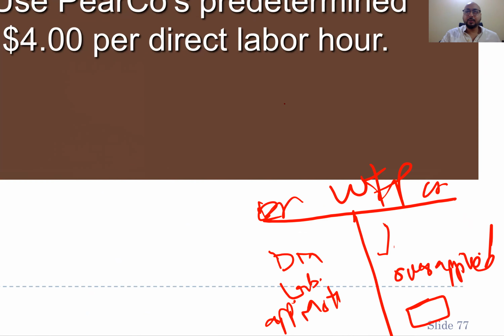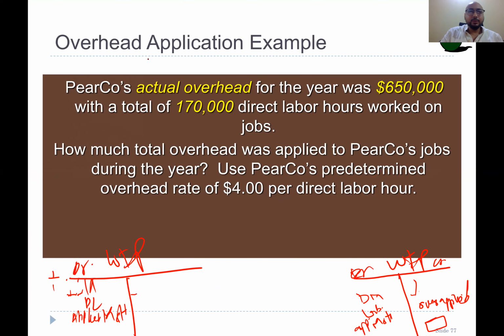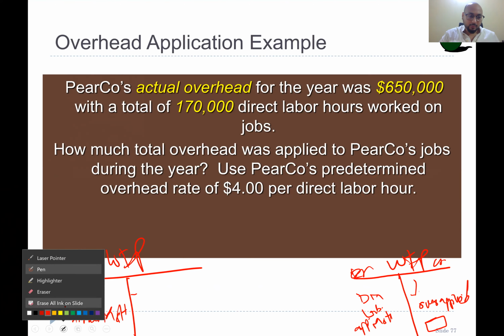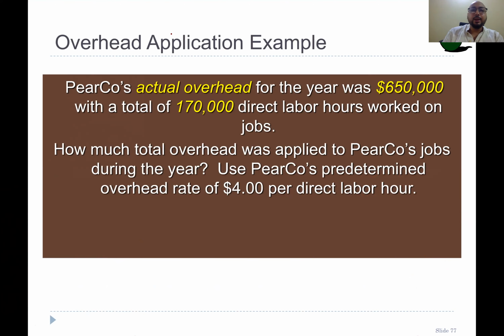So here we go, right? In order to understand the application of overhead, over and under applied, I have an example here. Let me just first erase all the mess here. So let's read this example. So basically this is the continuation of previous examples. In previous ones, we already talked about that our predetermined overhead rate is 4.